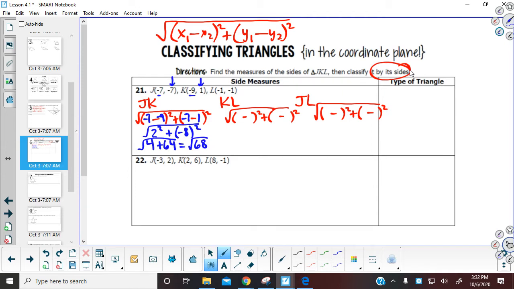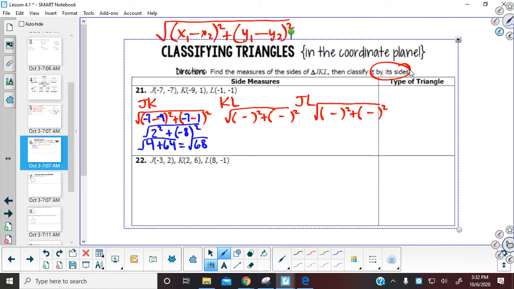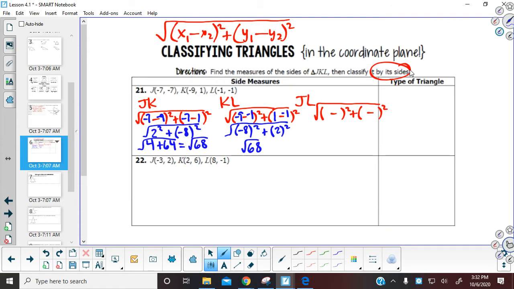So if we move on to KL, I'm going to erase this so we can focus on what we need up here. So we've got the K and L X values, so -9 and -1. My Y values are going to be 1 and -1. And so when I look here, this is again going to give me a -8. This is going to give me a 2. And again, when I square and add those, I get the square root of 68. If I look at JL, I'm now going to look at my X values here, so -7 and -1.